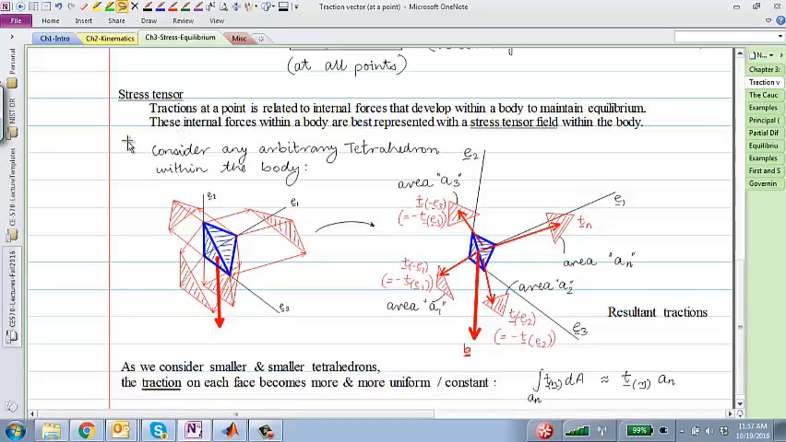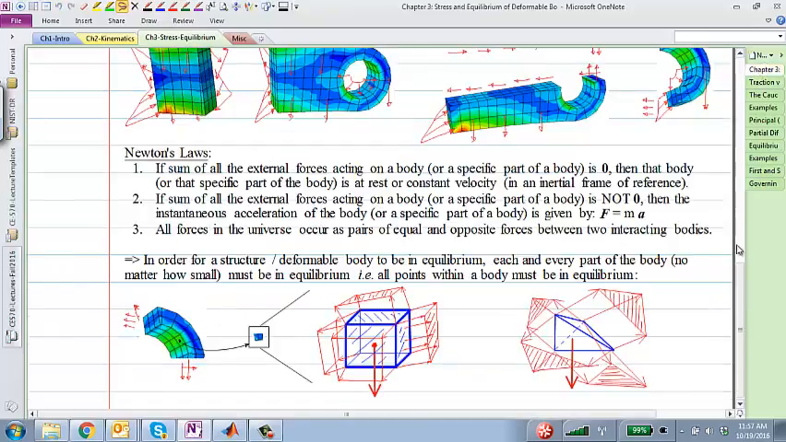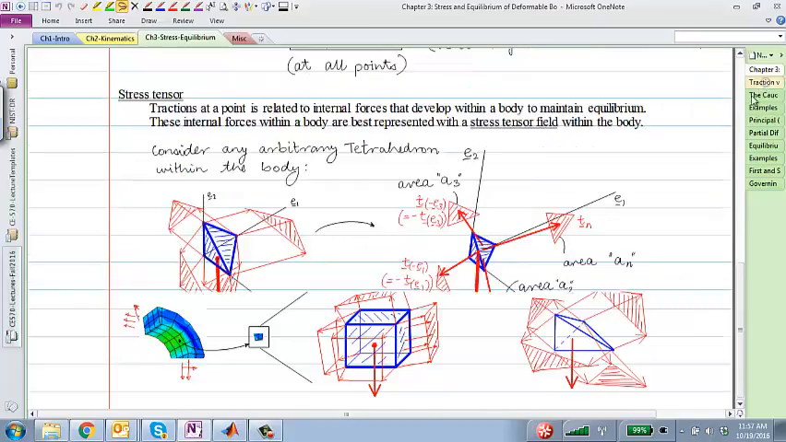In order to do that, we are going to consider now yet another infinitesimal body. This is just the same body. For example, at a point in a big deformable body, I'm considering a small neighborhood of that point, like this tetrahedron. And the reason why I'm considering this tetrahedron instead of a cube will be clear very shortly.